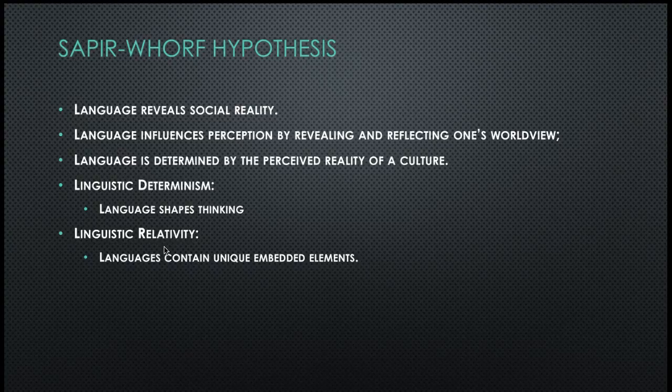The number and type of basic color words of a language determine how the subject sees the rainbow, is one example. So just the structural makeup of language in general can contain unique embedded elements of how we reflect our worldview and perceive the reality of culture to be, and what our social reality may be assumptive to be.